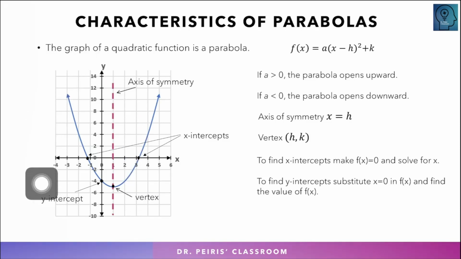It means the parabola opens downward. So in that case we will have a maximum, and that would be the vertex for that particular case. So the vertex is basically the minimum or the maximum point of the parabola.